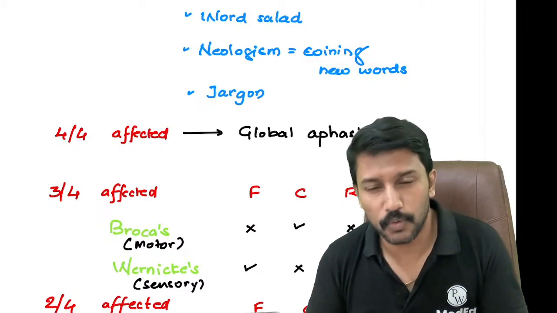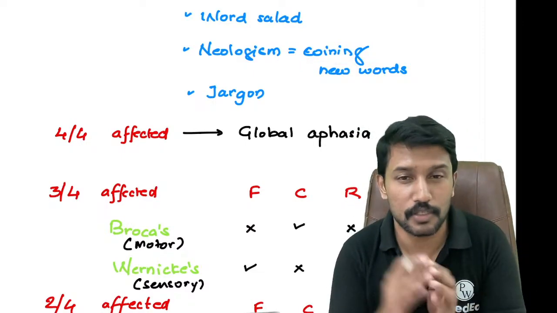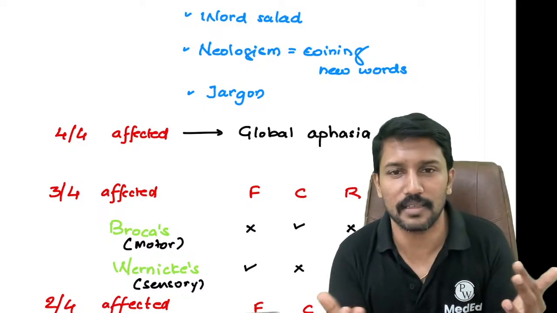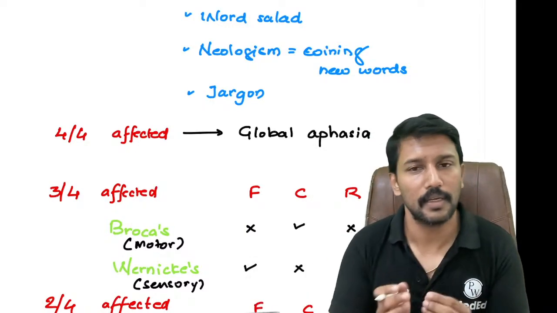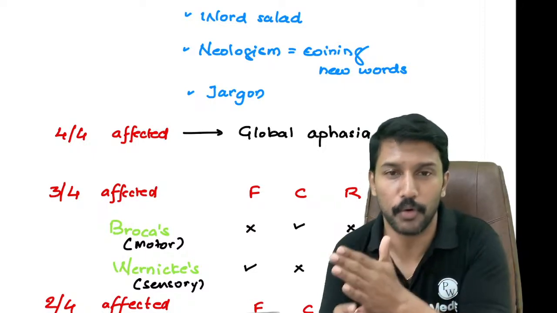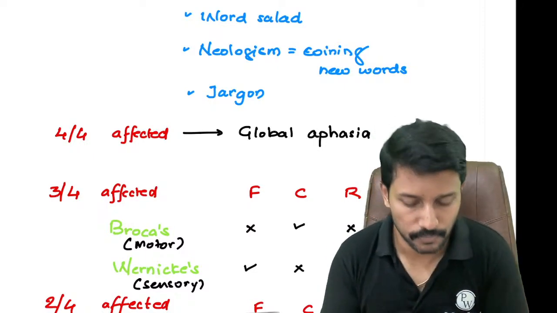Okay. The third thing is they use another term called neologism, which refers to coining new words. So in the question's description, they mention that the patient is throwing out new words which do not exist in the English literature or English dictionary or any language that the patient is talking about. That means it is neologism. Again, it points towards impaired comprehension.